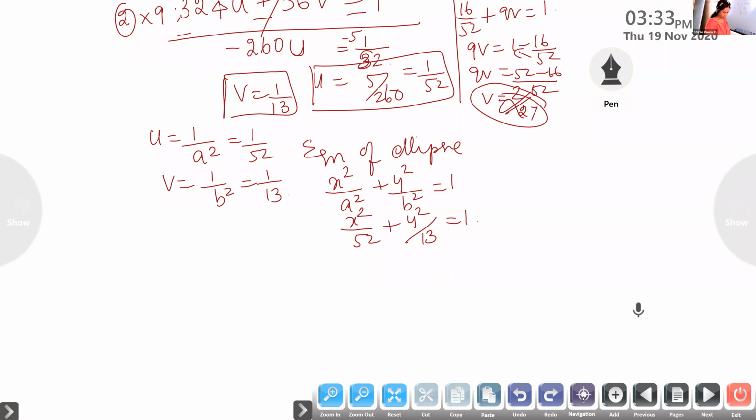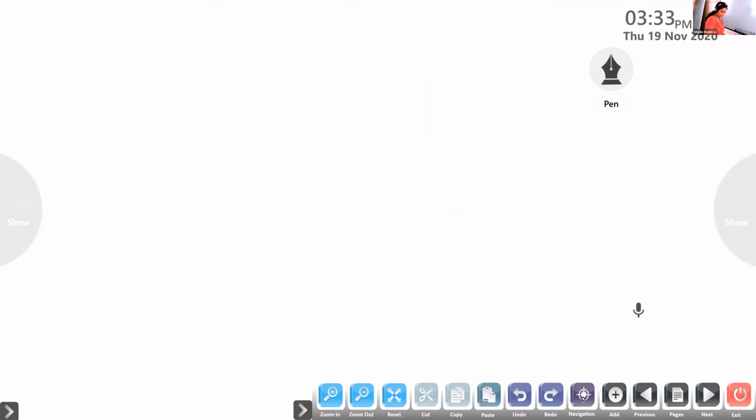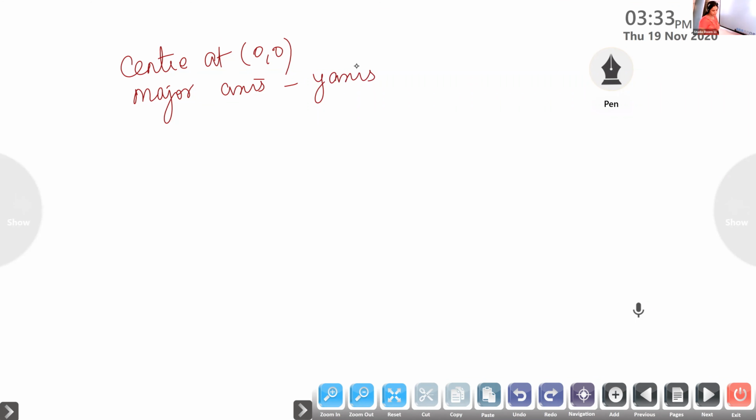Okay, one more question we can try in this method. Write down. Find the equation of the ellipse with center at (0, 0), major axis is y-axis, and passes through the points (3, 2) and (1, 6).